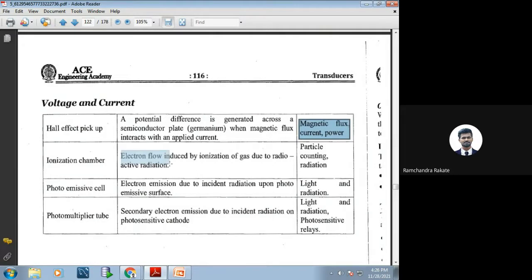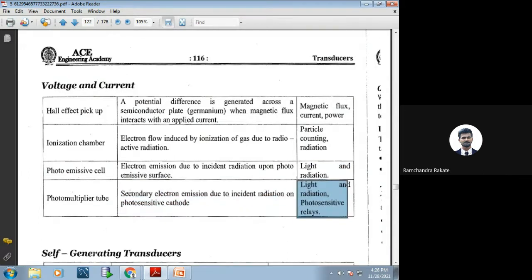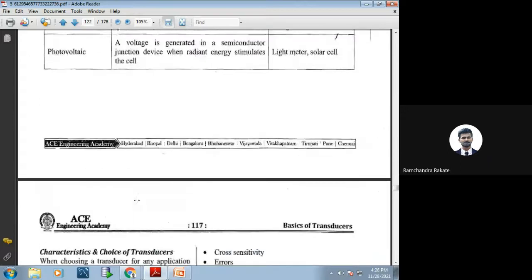In the ionization chamber, electron flow is induced by the ionization of gas due to radioactive radiation, used for particle counting and radiation. Photoemissive cell, electron emission due to the incident radiation upon the photoemissive surface. Light and radiation applications we use it. Photomultiplier tube, secondary electron emission due to the incident radiation on the photosensitive cathode. Light, radiation and photosensitive relays. So for that we use such kinds of transducer.